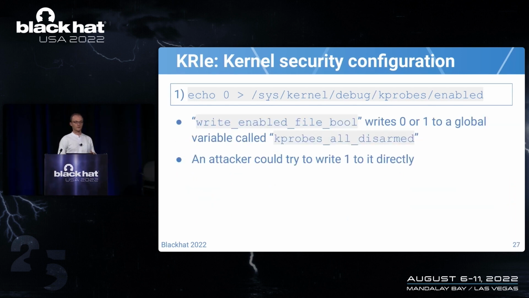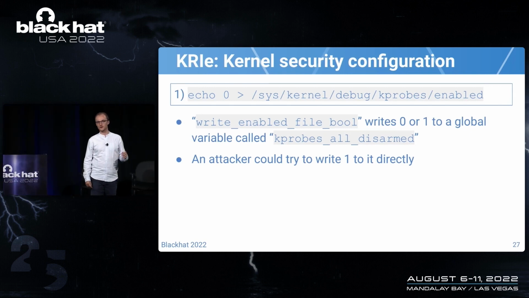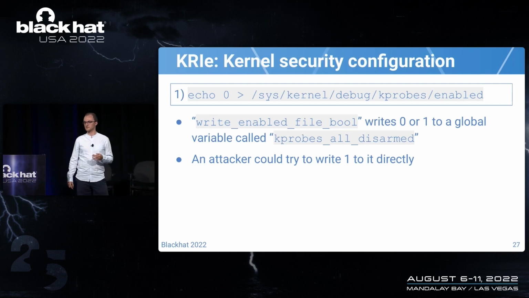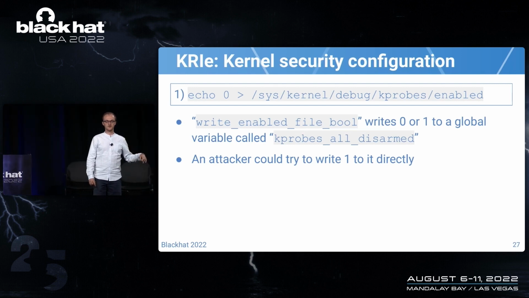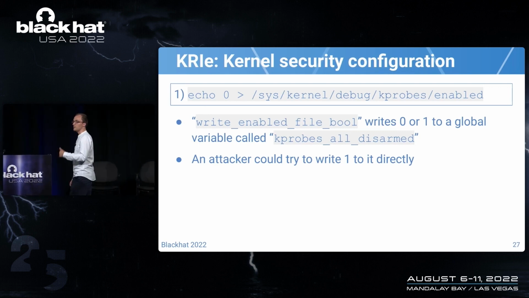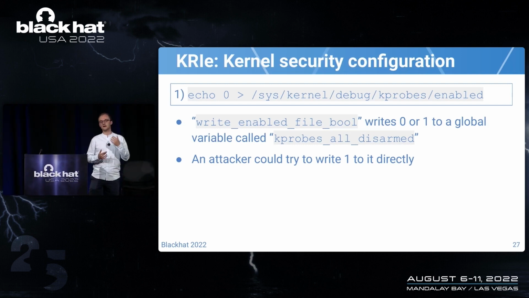Well, if you look at what write enable file bold does, it actually writes 0 or 1 to a global variable called kprobes_all_disarmed. So the attacker could try to write 1 or 0 directly to kprobes_all_disarmed. So it won't necessarily disable the kprobes that are already loaded, but at least it will prevent you from loading new ones. And the bad thing is with eBPF, you have no way to hook anything, right? Because you don't have any symbols, you don't have any program types that is able to just hook on memory that is being updated. So there is nothing you can do.